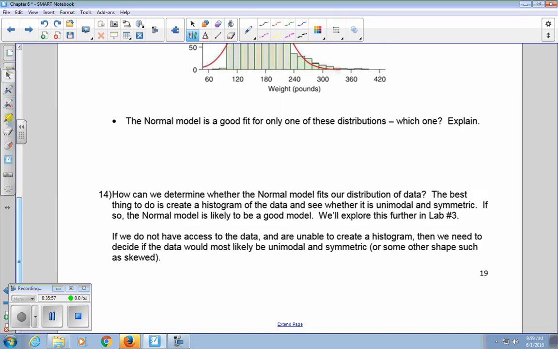So figuring out whether the normal model is a good fit, the first step, looking at it, also using the empirical rule to determine whether it is a good fit. We're going to explore these ideas further in our lab 3. And so if we do not have access to the data, then we do need to decide if we think the data would most likely be unimodal and symmetric based maybe on some other information that we have. So it's a long section, but very important information.